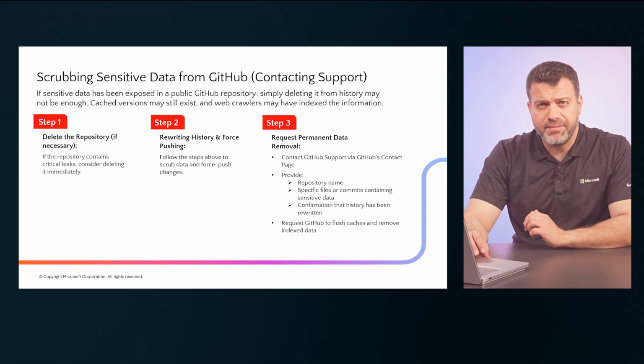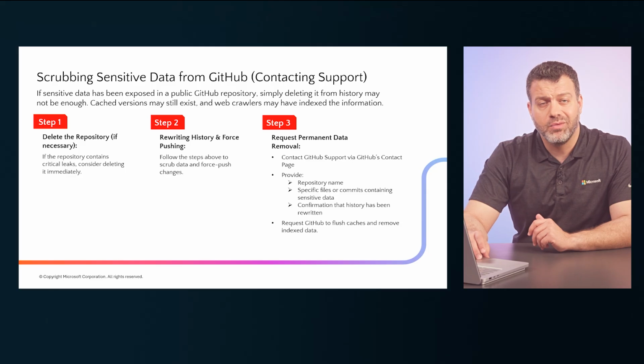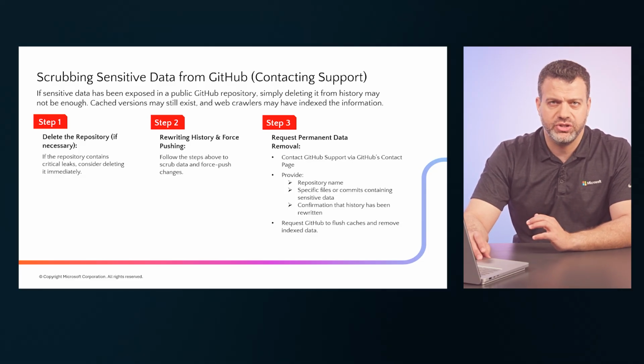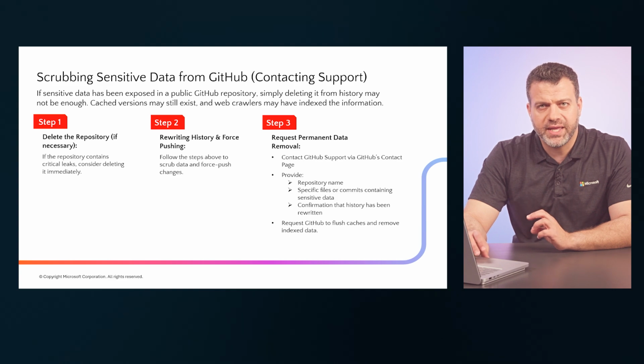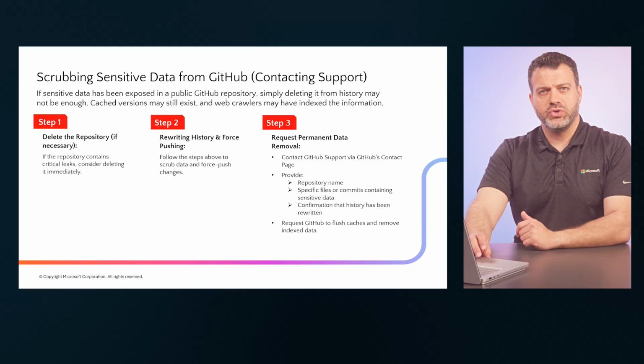Now, let's take one step further, because even after cleaning your repository, you're not always done. Why? Because once sensitive data is exposed publicly, it might still exist in caches, forks, or even search engines. So removing it from the Git history does not guarantee it's completely gone. So what do you do in those cases?